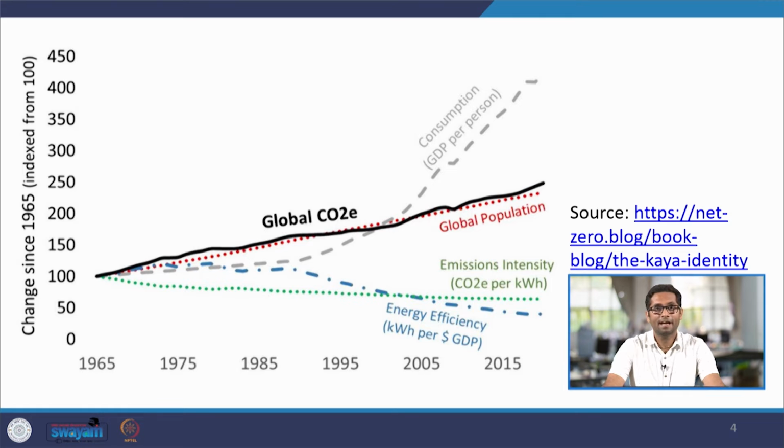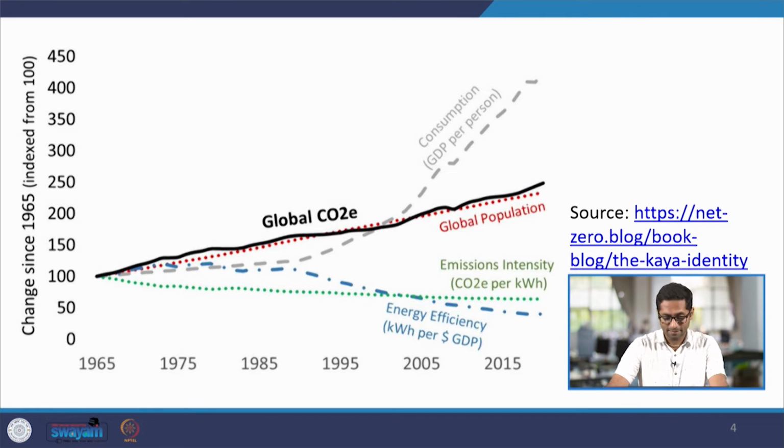Although the population has been increasing steadily, the consumption, which is the GDP growth per person, has seen an exponential rise in the past 70 years or so, which could be seen in these grey lines. So, the consumption has been increasing at a very fast pace. If the consumption has been increasing at such an exponential rate, why didn't the CO2 emissions rise at a similar level?